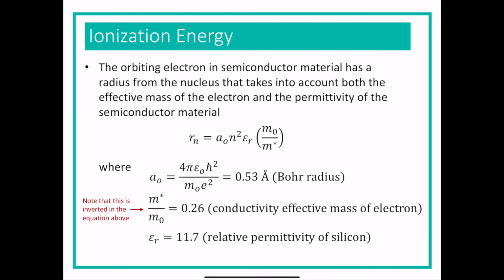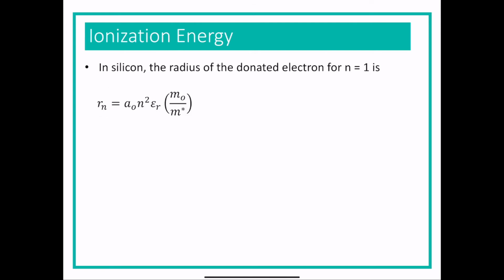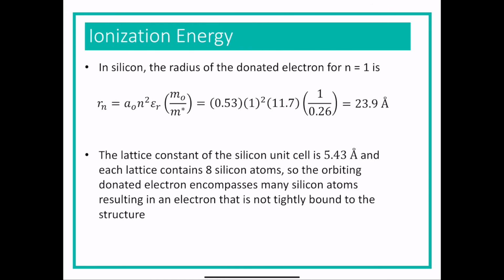And remember, with most things at n equals 1, we expect to find it at the Bohr radius, about 5.43 angstroms, something like that. So if we go through and actually figure out the radius at which it's orbiting, we can put numbers in here, and remember my m naught over m star is inverted here, so that's why we have 1 over 0.26. And when we calculate that, we get 23.9 angstroms. The lattice constant, remember, is about 5.